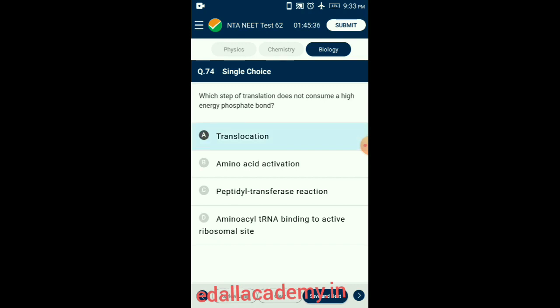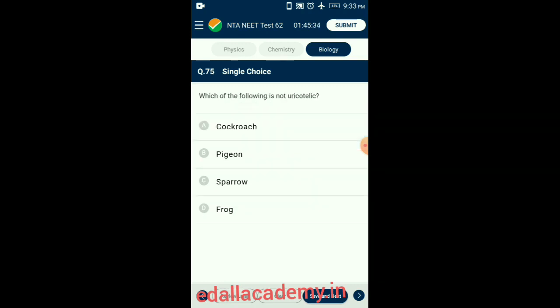translocation. Question number 75. Which of the following is not uricotelic? The removal of nitrogenous waste in the form of uric acid is called uricotelism, and it occurs in insects, birds and reptiles. Frog is not. So the answer is option D.